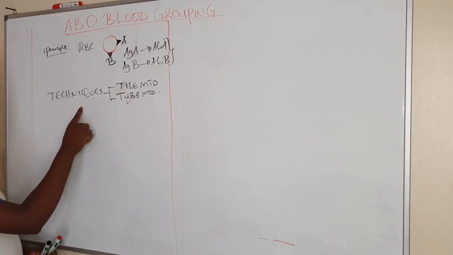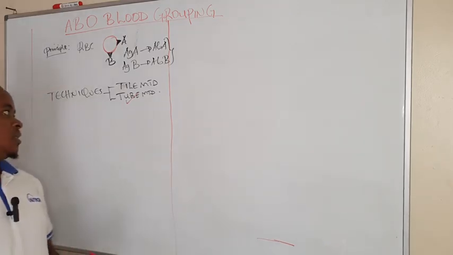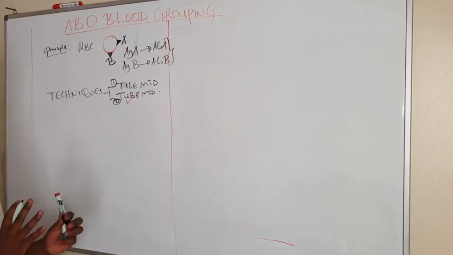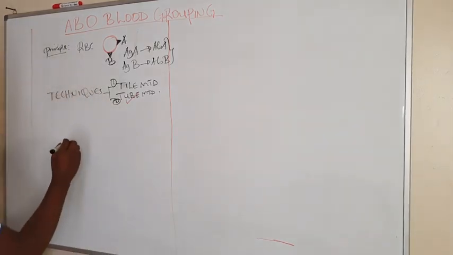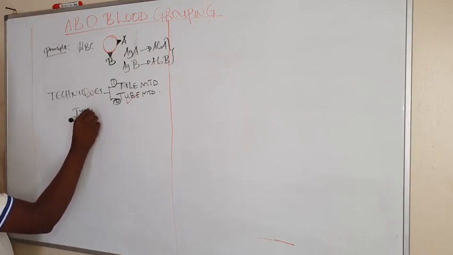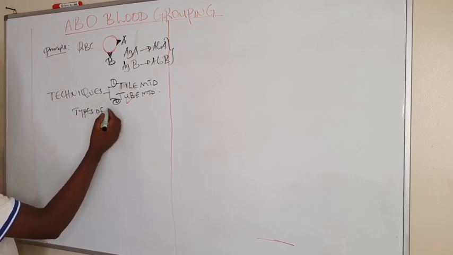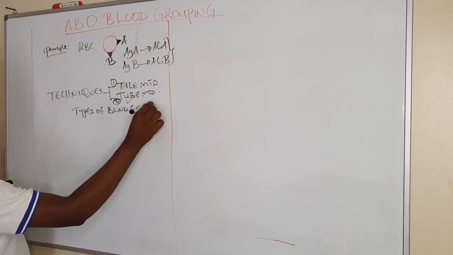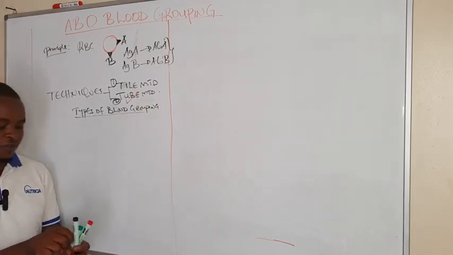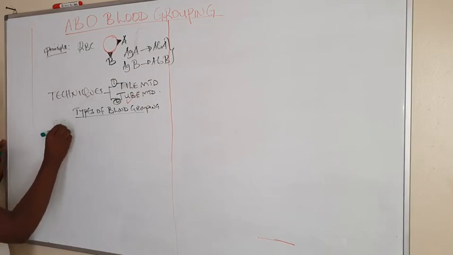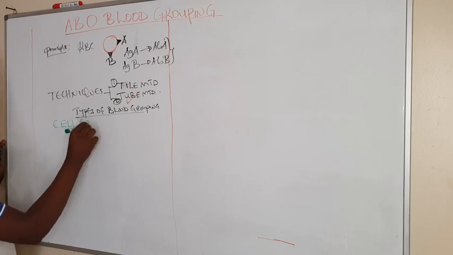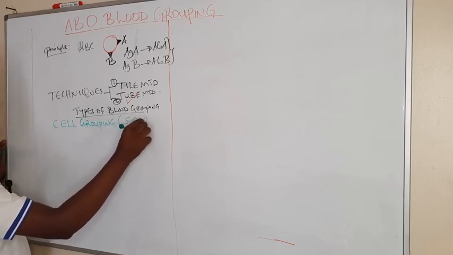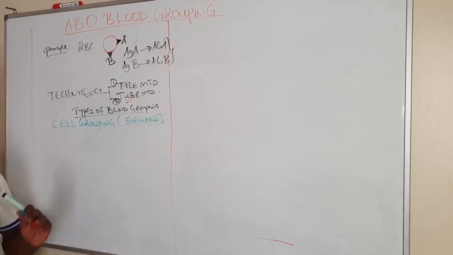The techniques we are going to see in this session are the tile method and the tube method. Before we begin these methods, we are going to look at different types of ABO blood grouping. These types involve cell grouping, which you can also call forward grouping.